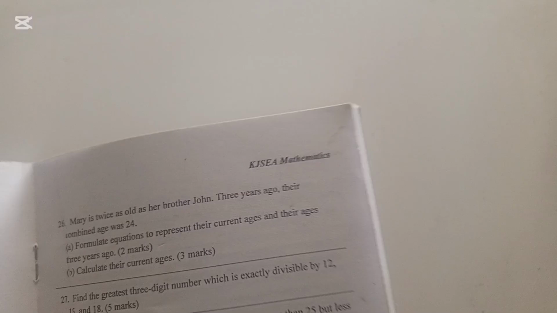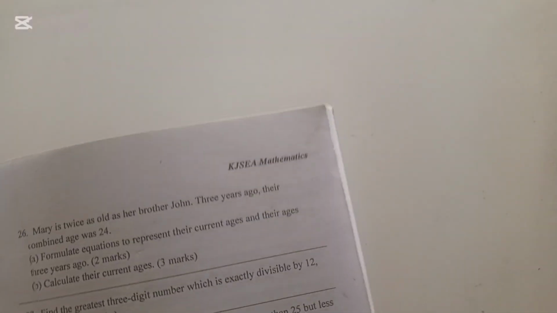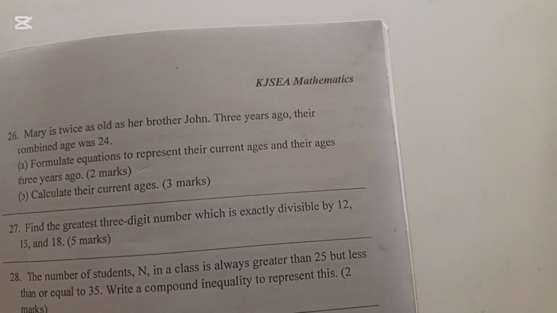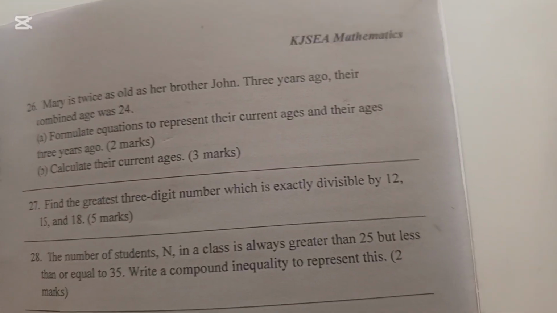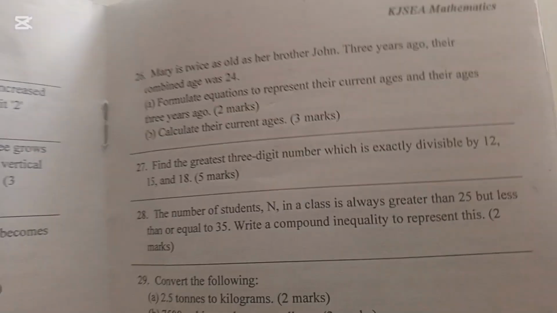Now Mary is twice as old as her brother John. 3 years ago, their combined ages was 24. So you could talk about today, and let us write it well.